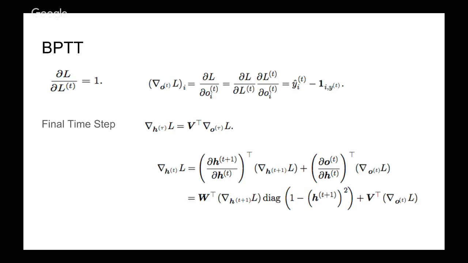And then you can come to the differential of L with respect to Ht, which will be the same as, because this is just a linear transformation on this particular differential, so then you just multiply it by V. So this is the case for the final timestamp. For the final timestamp, there is nothing coming from ahead in the network.